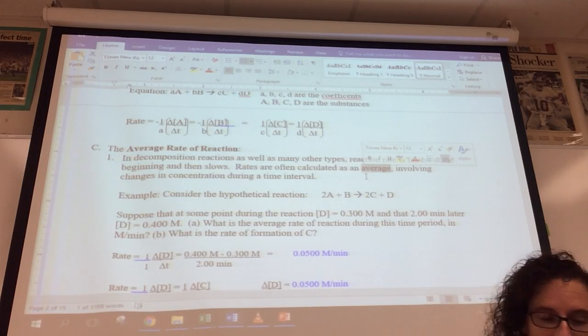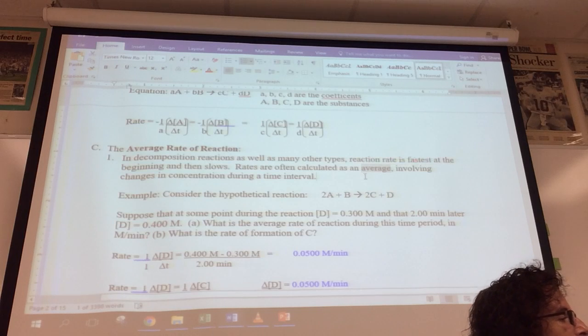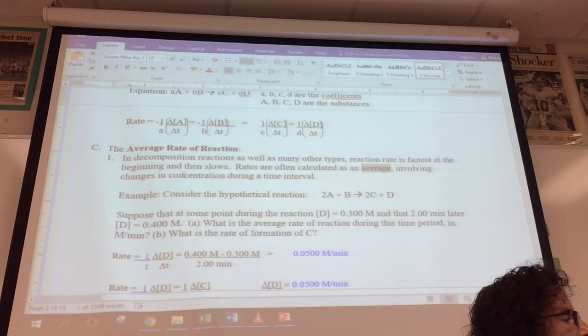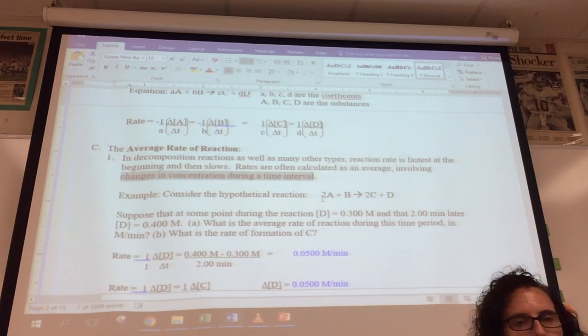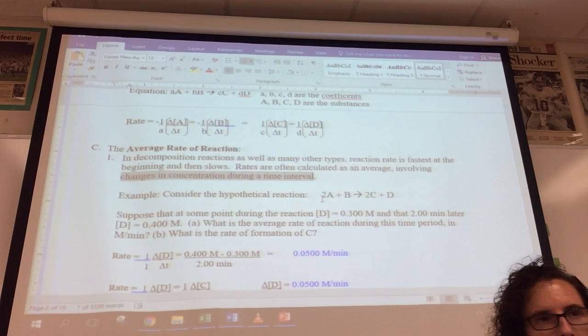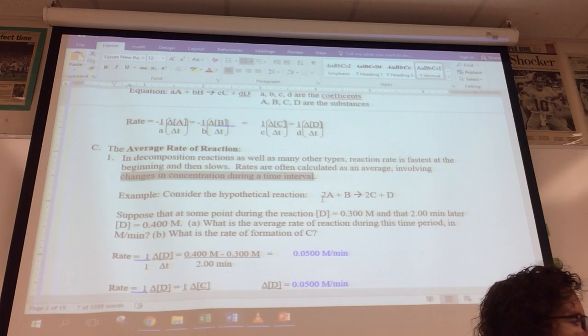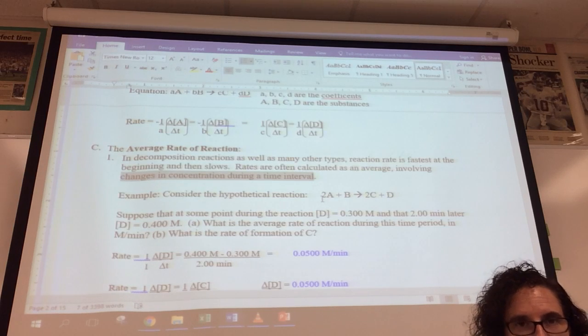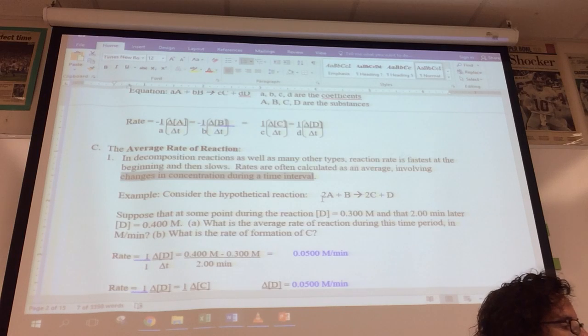Just kidding. So rates are typically calculated as an average, and typically you're looking at changes in concentration over a time interval. Now with gases, very often you can look at changes in volume over time or changes in pressure. So there are other variables you can look at depending on the state of matter. Sometimes we look at color change and things like that, and you'll see that actually in the lab.